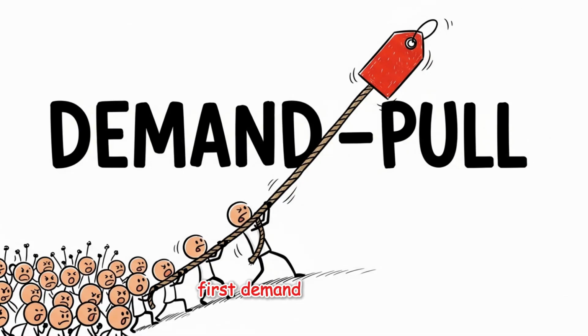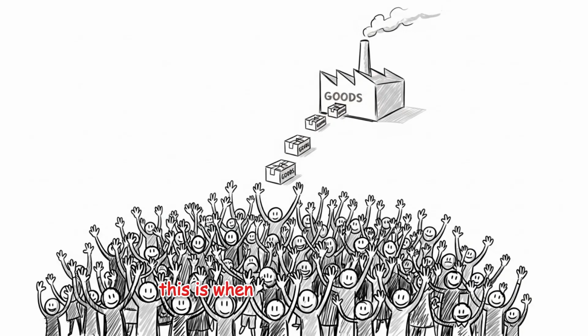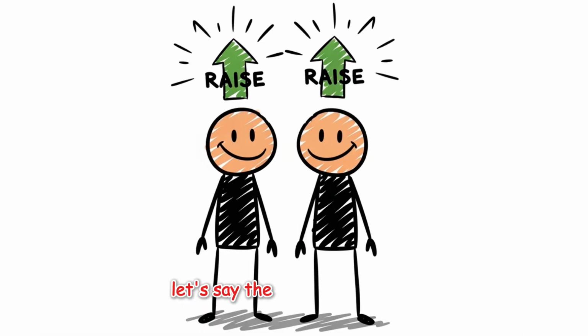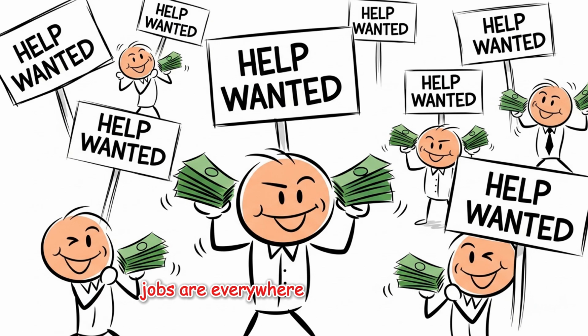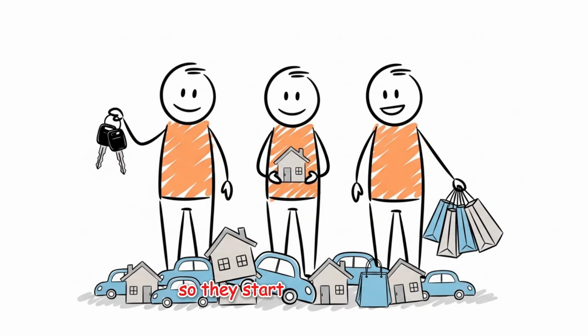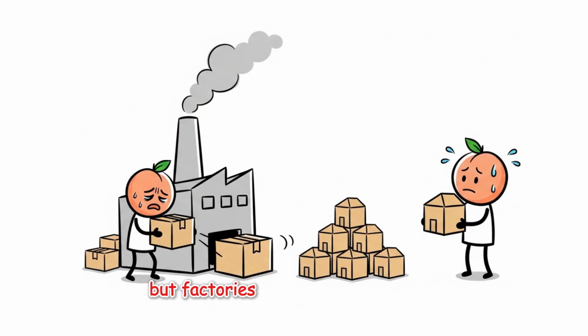First, demand pull inflation. This is when people want more stuff than businesses can produce. Let's say the economy is booming. People are getting raises. Jobs are everywhere. Everyone feels rich. So they start buying more cars, more houses, more everything. But factories can only produce so fast. Builders can only build so many houses.